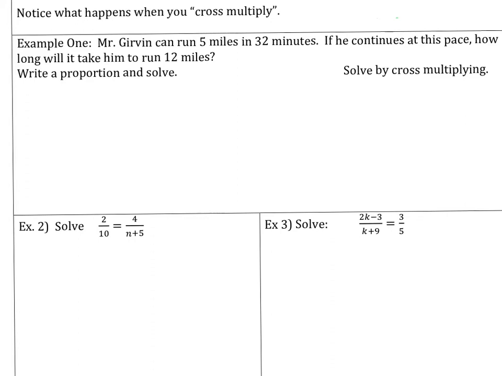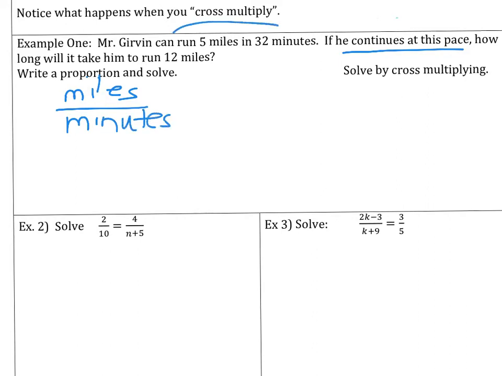Example 1. Mr. Gervin can run 5 miles in 32 minutes. If he continues at this pace, how long will it take him to run 12 miles? The key here is that he continues at the same pace. That means the ratio, the rate at which he's traveling, is going to stay the same, so we can compare the number of miles run with how many minutes it takes him to run.